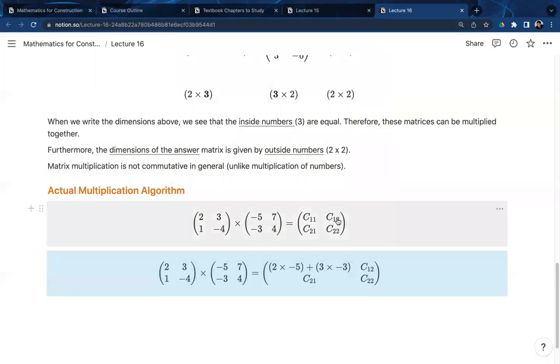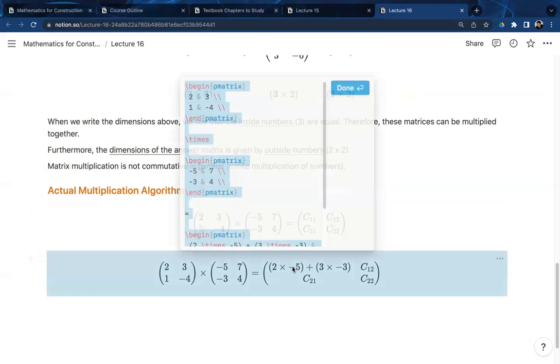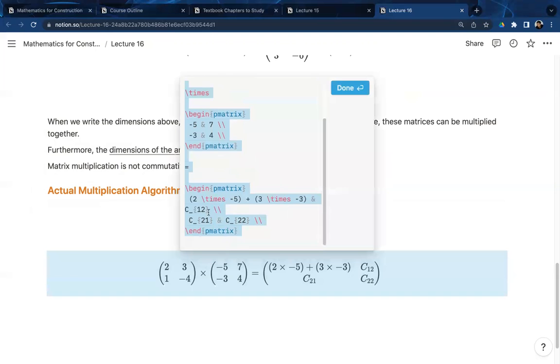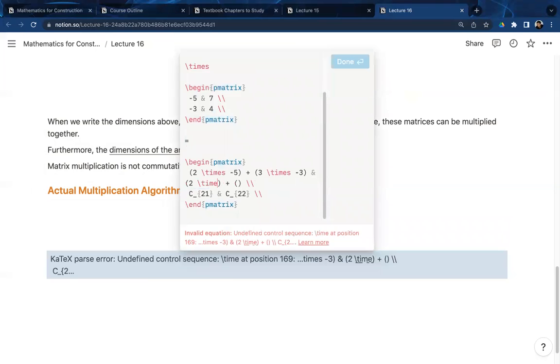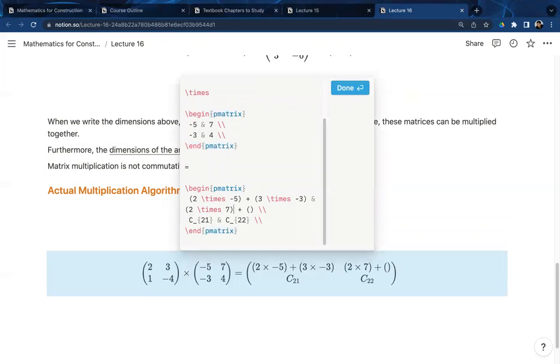What is C12? C12 is located on the first row, second column. So I multiply the first row by the second column, right? So that's 2 by 7 plus 3 by 4. So again, it's two things being added. 2 by 7 plus 3 by 4. You always add them.